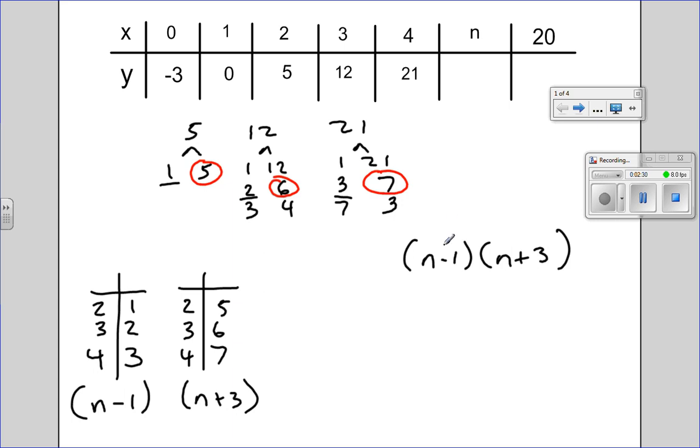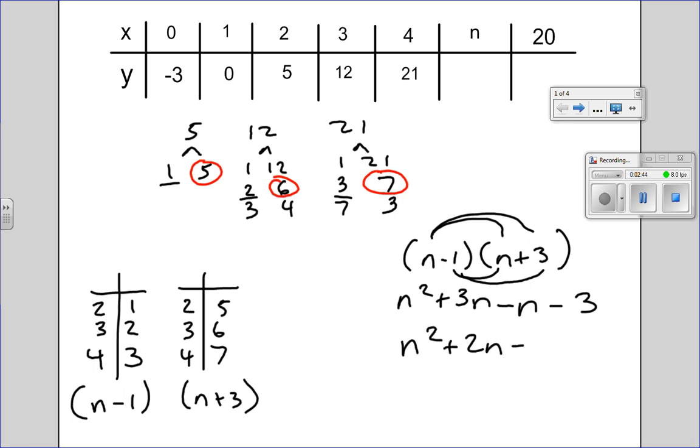And we're going to go ahead and FOIL that, multiply everything. So n times n, and then n times 3, so n squared plus 3n. Negative 1 times n is minus n. Negative 1 times 3 is minus 3. So it gives me n squared plus 2n minus 3. And that is going to be my n equation. If you plug in 20, you're going to get 20 squared plus 2 times 20 minus 3, which gives you 400 plus 40 minus 3, which is 437.